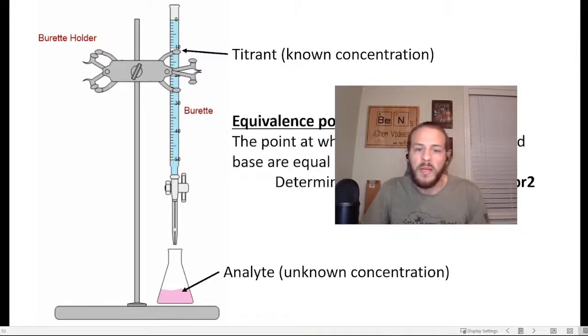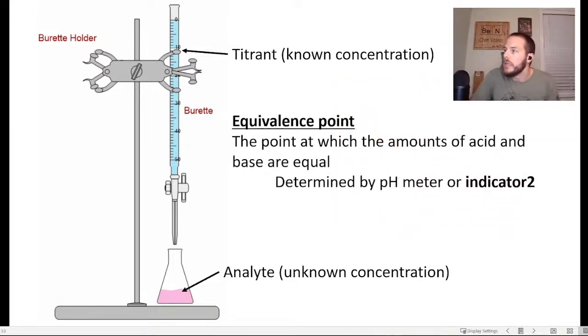And there's another term that we need to be familiar with with regard to acid-base titrations, and it's called the equivalence point. So the equivalence point, as the name implies, is the point during the titration at which the amount of acid is equal, hence the word equivalence, to the amount of base. And that is determined either by a pH meter, so you'd have a pH meter probe in there that's monitoring the pH over the course of the titration, or it's monitored by an indicator.